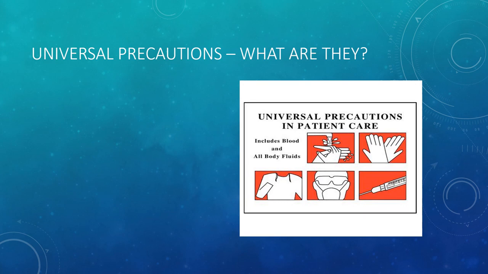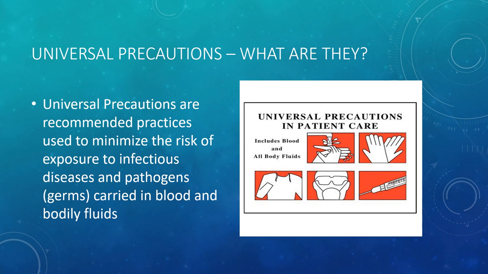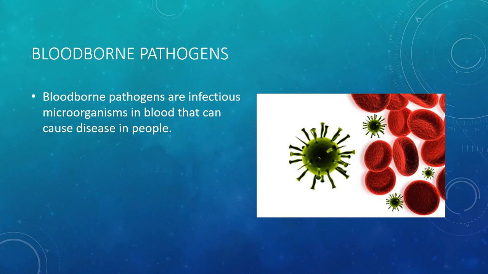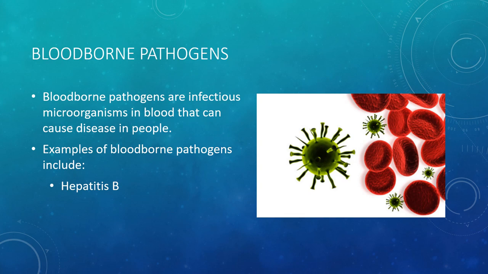Universal precautions, what are they? Universal precautions are recommended practices used to minimize the risk of exposure to infectious diseases and pathogens carried in blood and bodily fluids. Bloodborne pathogens. Bloodborne pathogens are infectious microorganisms in blood that can cause disease in people. Examples of bloodborne pathogens include hepatitis B, hepatitis C, and HIV.